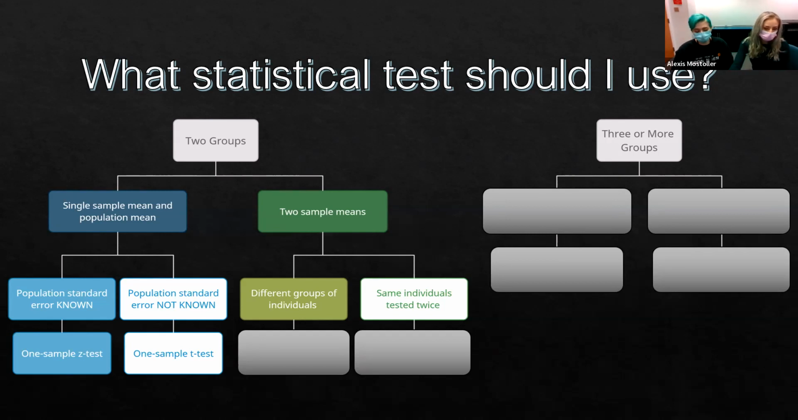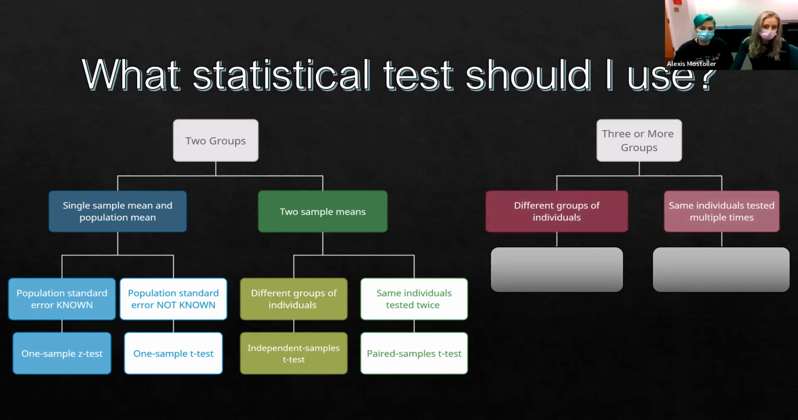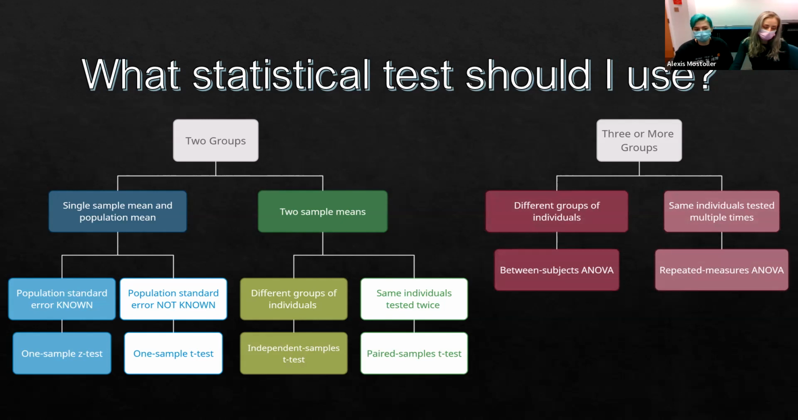So if you do have separate groups of participants, you would use an independent samples t-test. Then if you're testing the same participants twice, you'll use a paired samples t-test. And this same concept is also applied when we have 3 or more groups. So when all the groups are composed of different participants, we use a between subjects ANOVA. And then when we have the same group of participants tested repeatedly over time, you'll use a repeated measures or within subjects ANOVA.